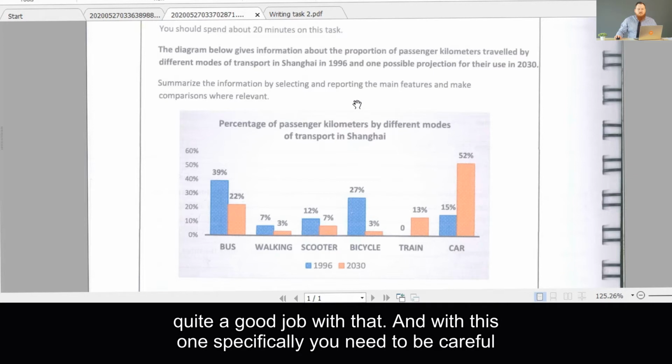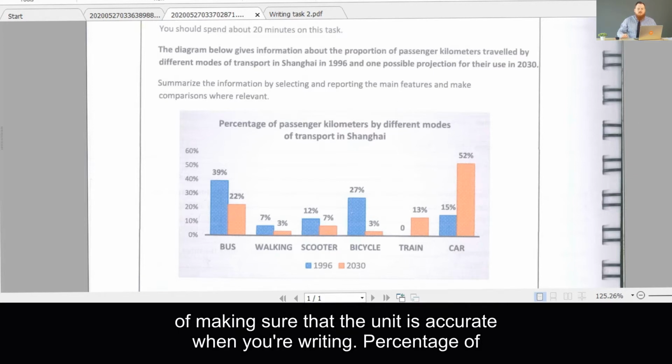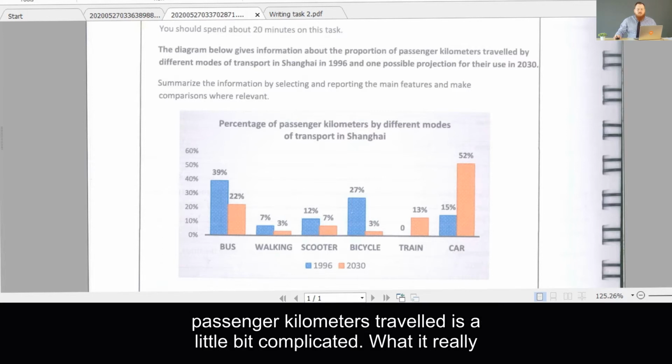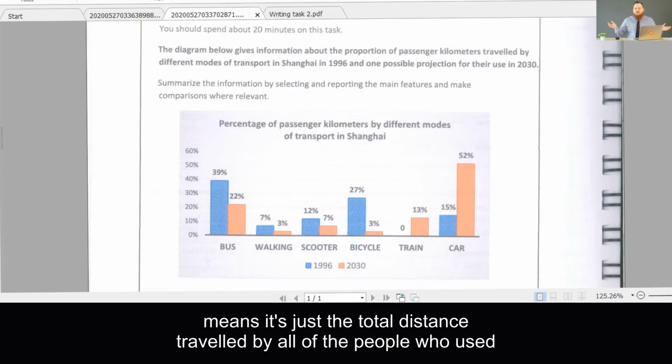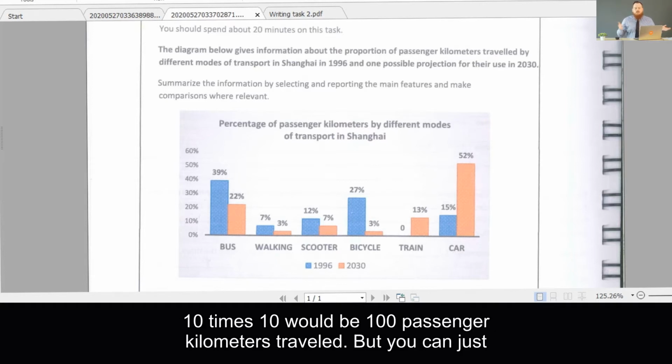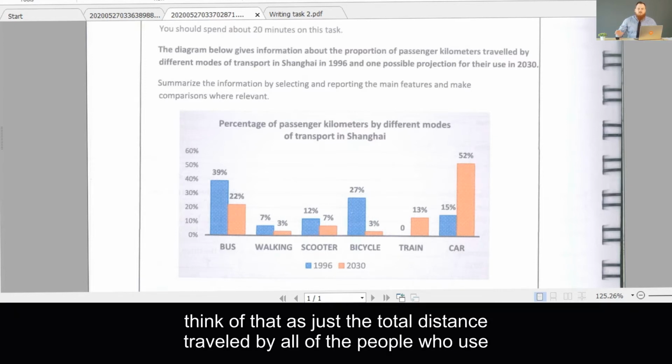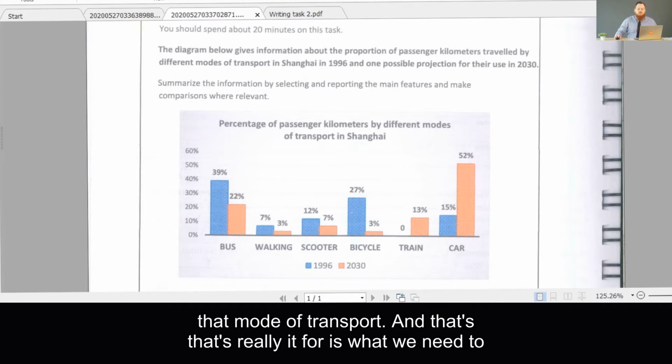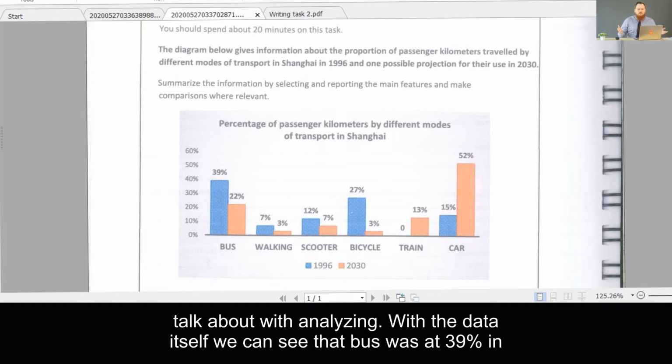And with this one specifically, you need to be careful of making sure that the unit is accurate when you're writing. Percentage of passenger kilometers traveled is a little bit complicated. What it really means is just the total distance traveled by all of the people who used that mode of transport. So if 10 people took a bus and went 10 kilometers, 10 times 10 would be 100 passenger kilometers traveled. But you can just think of that as the total distance traveled by all of the people who used that mode of transport. Okay, and that's really it for what we need to talk about with analyzing.